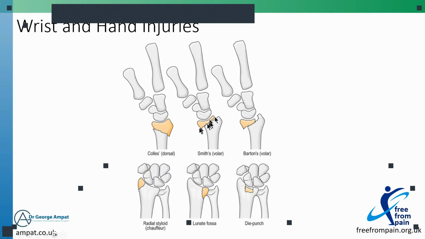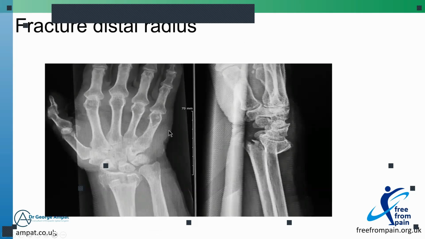Then you have the Smith's volar. When part of the joint is involved, it is a Barton's. Then you can have the radial styloid, which is the Chauffeur's. You can have a lunate fossa or a die punch fracture. But the commonest is the Colles fracture.